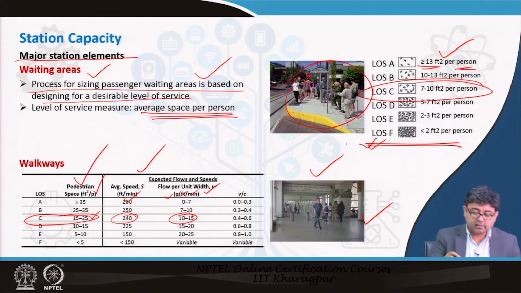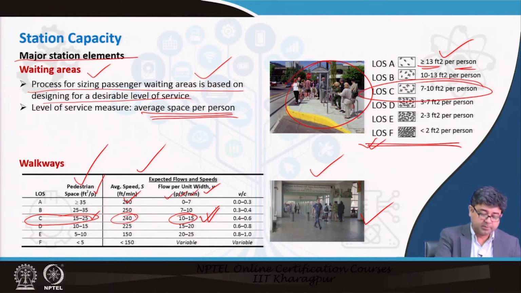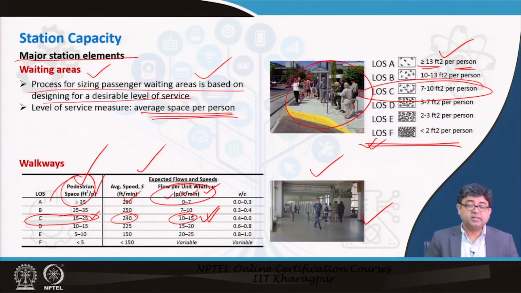These values and ranges have been developed based on empirical studies that have been done for different walkways in the terminal areas, in the terminal stations around the world. But the main principle you have to know is how to do it by pedestrian flow or pedestrian space, for which you already know how to make the calculations, right.